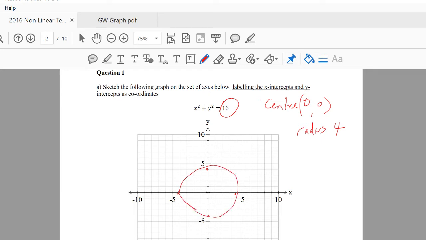Oh, that's a really bad circle. But anyway, your circle will obviously be a lot better than mine.